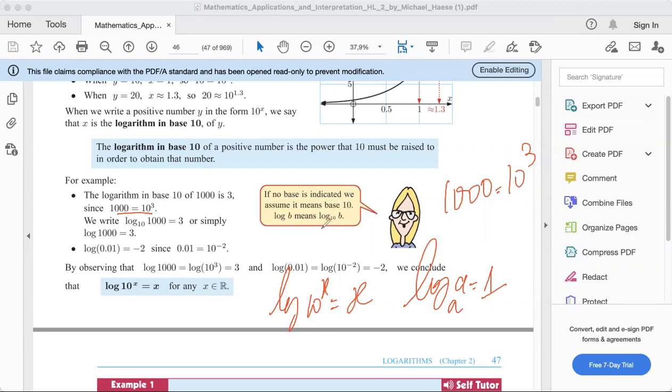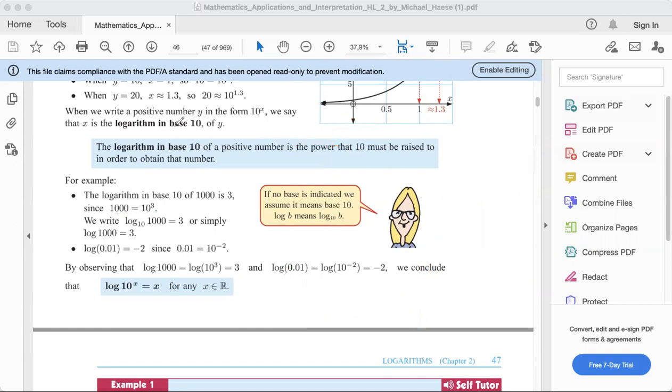This is the law. If no base is indicated, we assume that it's in base 10, as I mentioned before. We do not need to write base 10. We just write log of b, which is enough. For example, if we have logarithm base 2 of a, we need to write it as logarithm base 2 of a. Okay, we'll move on to another problem.